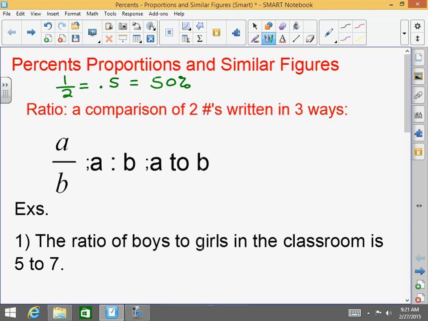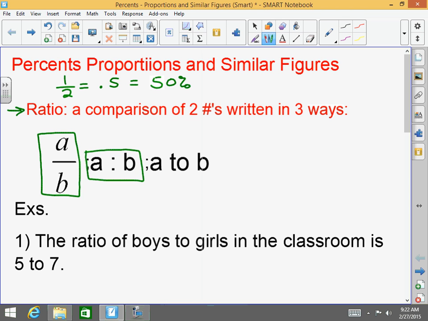So when we're talking about proportions today, before we could really describe what proportions are, we really have to talk about a ratio. And a ratio, my brothers, is simply a fraction. A ratio is a comparison of two numbers that can be written in three distinct ways. A ratio can be written in fraction form, A over B. You would read that as A to B, though. A ratio can be written in the form A colon B, also read as A to B.